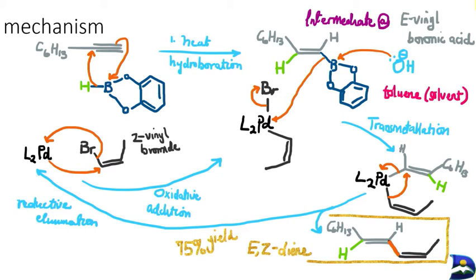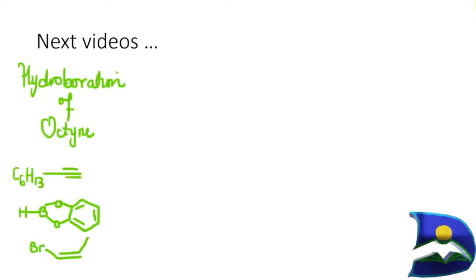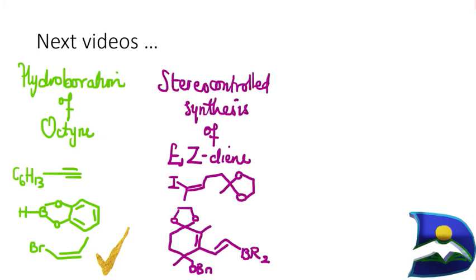in terms of the yield, and this is useful usually in the total synthesis reactions that we talked about on multiple videos ago. So on our next video, we know so far today in this video we talked about the hydroboration of octyne, and this is actually going to be leading us to the next particular condition to take into consideration, which is the stereo controlled synthesis of the EZ diene when it comes to those reagents given.